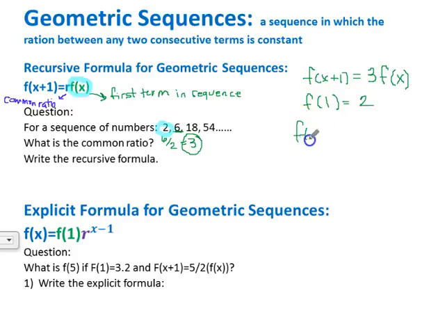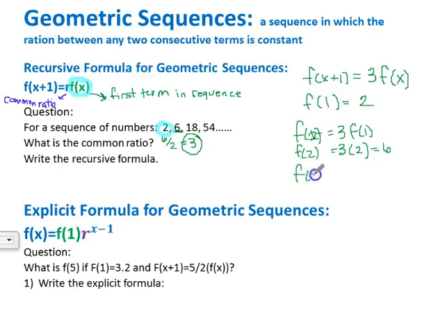Now, if we want to find our f of 2, remember that's going to be x plus 1. So that would be our f of 2, and we're going to set it equal to 3 times f of 1. And we know our f of 1 was 2. So f of 2 equals 6. And that's our second term in there.